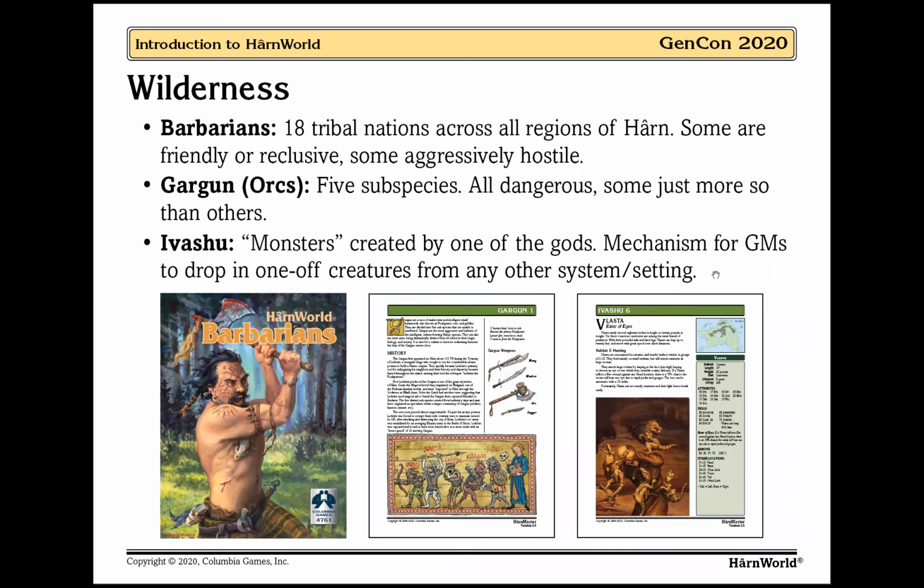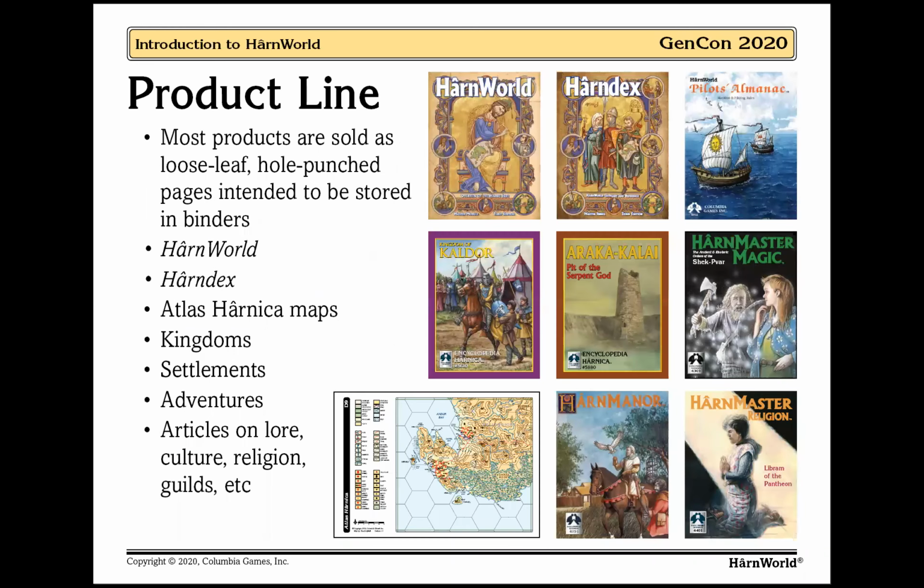So, a little overview of the Harn product line, how it's designed for you as a GM to use in your game. Now, obviously, since we've been publishing since 1983, there is a ton of stuff out there, and people often feel overwhelmed by just how much information there is about HârnWorld that has been published. But the product line is designed as a very modular system, and things are covered in varying degrees of detail.